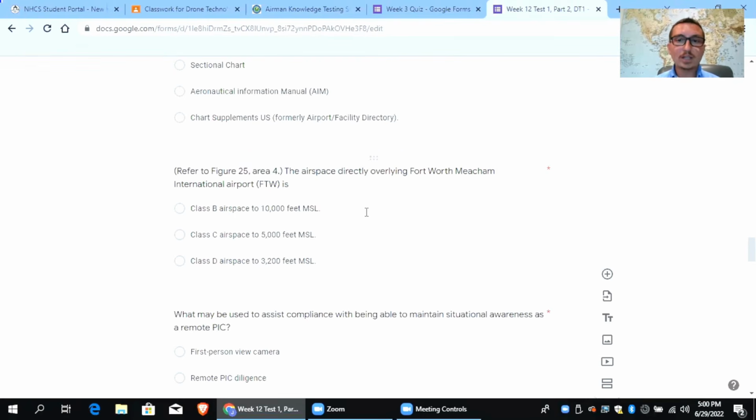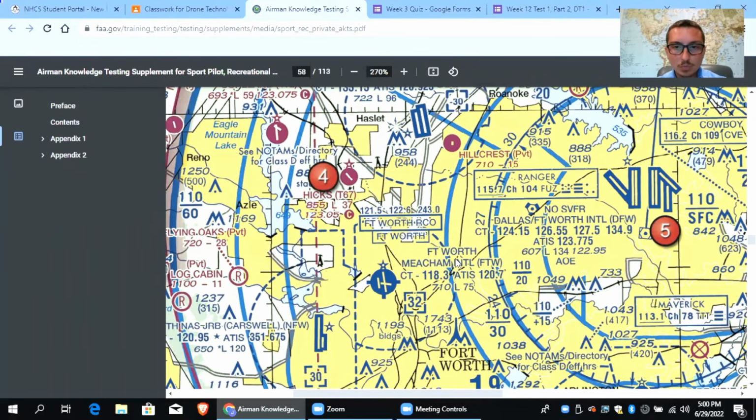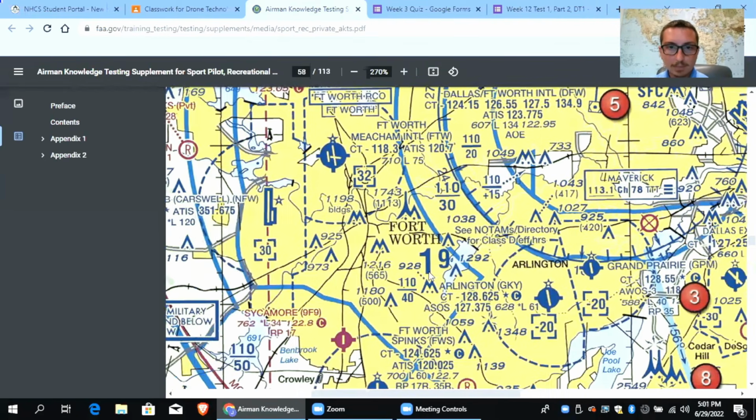So the airspace directly overlying the Fort Worth Airport, the FTW, is what? They want you to pick this wrong answer of Bravo, thinking you're in Dallas-Fort Worth. Wrong, wrong, wrong. Okay. So the correct answer is going to be a Delta. This Fort Worth McCamley Airport is a dashed blue line right here. So that's Delta airspace, right? If you were right here, that's Bravo. But this right here is Delta up until 3,200 feet. Then once you get above 3,200 feet, you're no longer in this airspace. That's when you're probably over in the Fort Worth airspace.